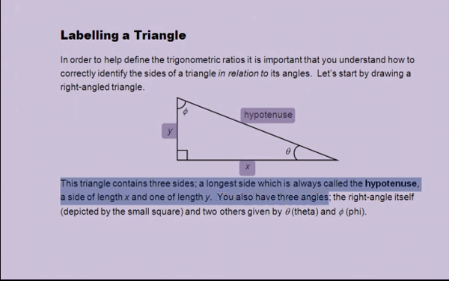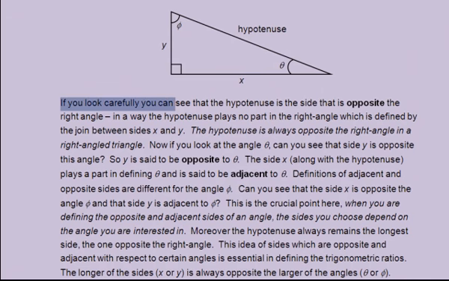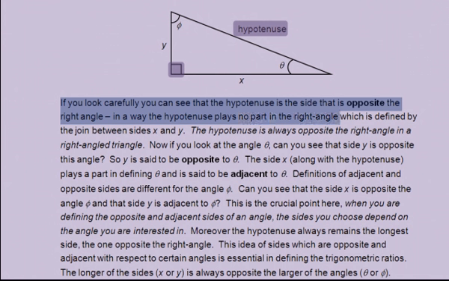You also have three angles: the right angle itself, depicted by the small square, and two others, given by theta and phi. If you look carefully, you can see that the hypotenuse is the side that is opposite the right angle. In a way, the hypotenuse plays no part in the right angle, which is defined by the join between sides x and y. The hypotenuse is always opposite the right angle in a right-angled triangle.